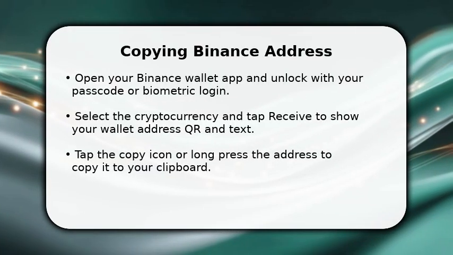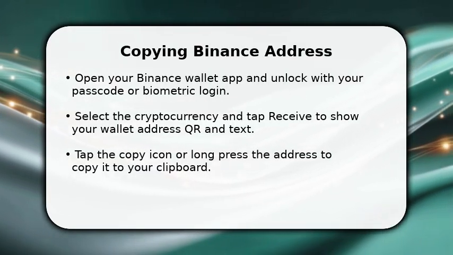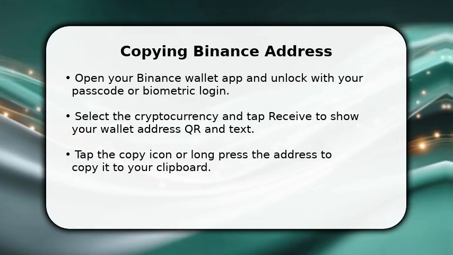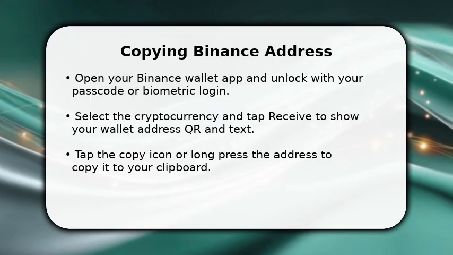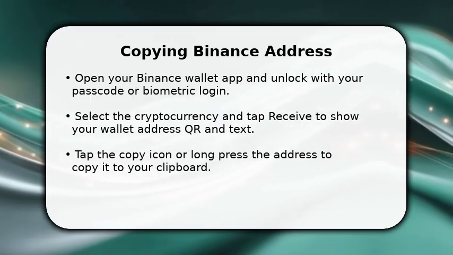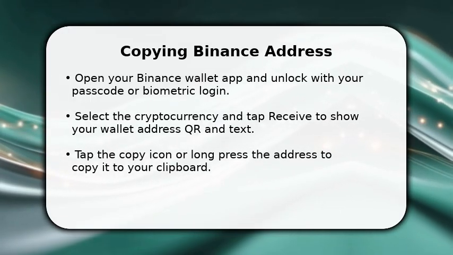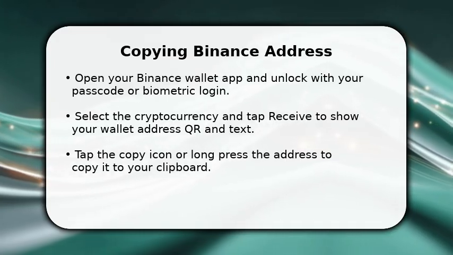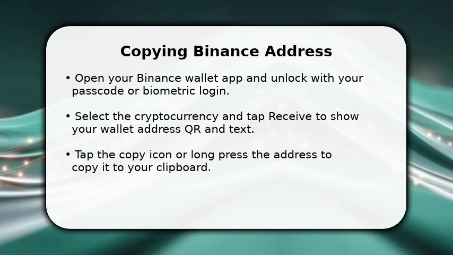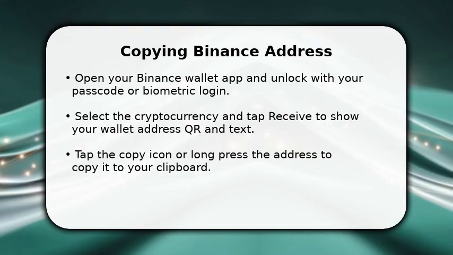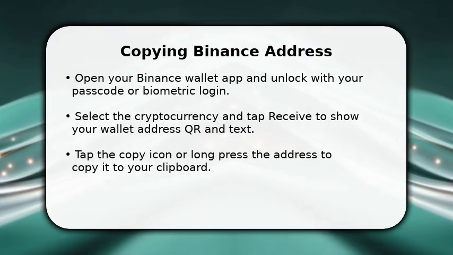In this video, I will explain how to copy a Binance wallet address. First, open the Binance app and unlock it, then tap Wallet and choose the coin you want to receive. Next, tap Receive to display your address as text and a QR code. Use the copy icon or long press the address to copy it to your clipboard, then paste it into the sending app and double-check the first and last characters before confirming.